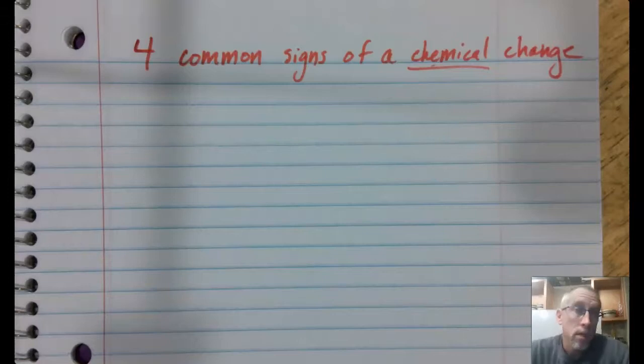All right, so for this second part of the notes here, I'm going to describe for you 4 common signs that a chemical change or a chemical reaction is happening. One of the goals for this unit is for you to be able to tell when a chemical change is happening versus what we're going to call a physical change. And I'll get into that more next time. But since we're pretty familiar with chemical reactions, I thought I'd start with those.